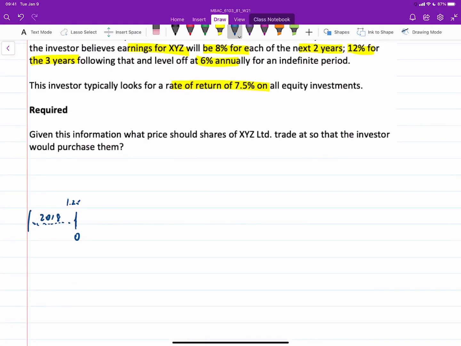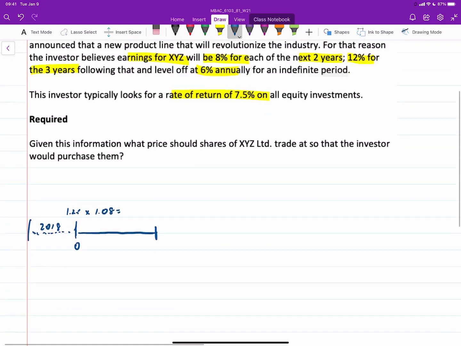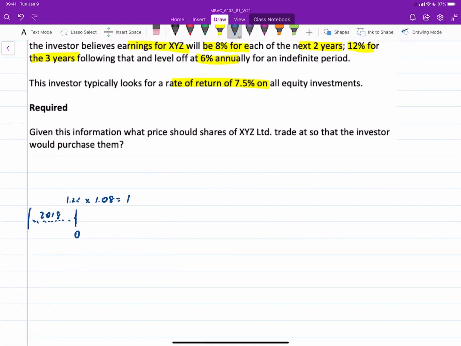And then what we want actually is what the dividend is going to be at the end of the first year. So we're going to take that and multiply by 1.08 because the dividend grows for the first 2 years at 8%. This will give you 1.35, so that's the end of the first year. And then we'll multiply that by 1.08 again to give you 1.458 at basically the end of year 2. So this is D1, D2.